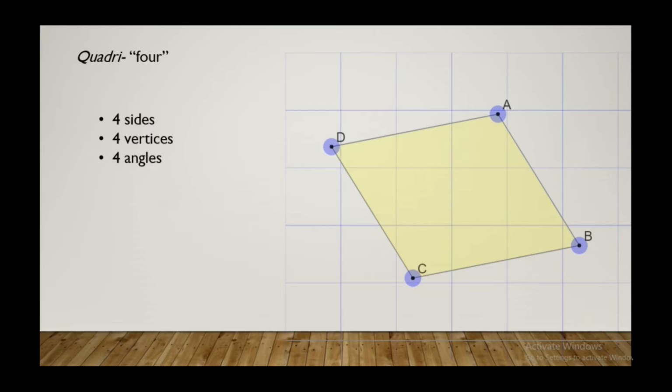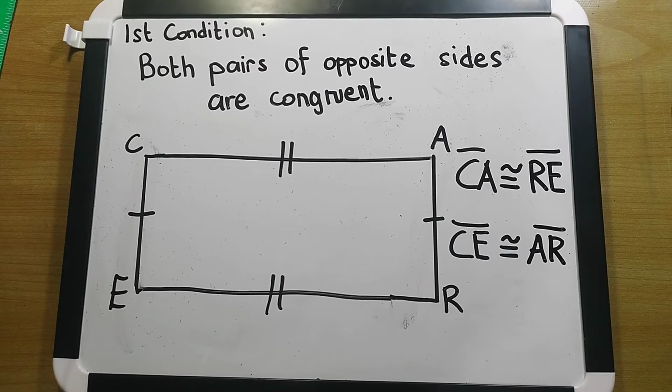But wait, how can we be sure that this quadrilateral is indeed a parallelogram? Well, there are conditions that should be met in order for us to be sure and for us to confirm that this quadrilateral is indeed a parallelogram. This condition states that if both pairs of opposite sides are congruent, then it is a parallelogram.